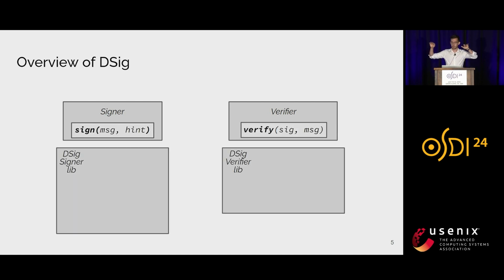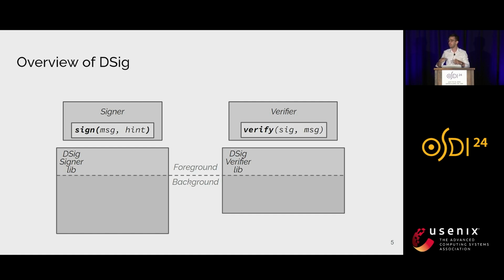Those processes are going to use the DSig library, which is going to provide the following interface: just sign on one side and verify on the other. Very importantly, this library is split in two planes. There is a foreground plane that is responsible for all the operations that have to be very low latency. It's everything that is going to happen on the critical path.